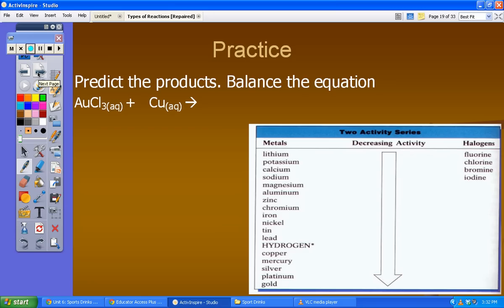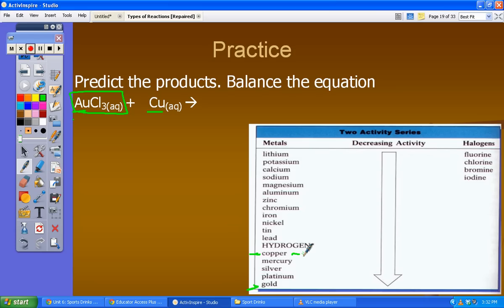The last one here, this is a reaction between gold and copper. So gold is down here, copper is down here. And so this is a way for us to extract gold if we had a solution of gold chloride. So AuCl3. So what we do is copper will replace it.